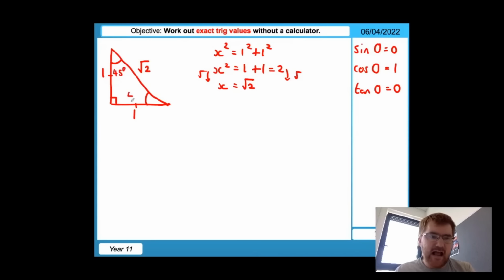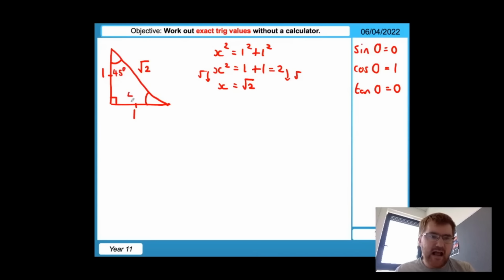And by knowing this triangle off by heart, I can work out the following calculations. So I can work out what sine 45 is, I can work out what cosine 45 is, and finally, I can work out tangent of 45 as well, just by using my normal SOHCAHTOA. So remember, sine is equal to opposite over hypotenuse, cosine is equal to adjacent over hypotenuse, and then tangent is equal to opposite over adjacent.